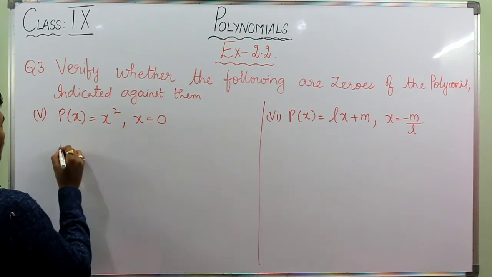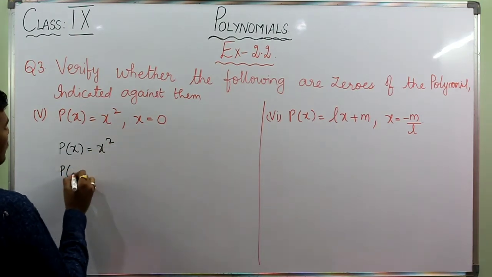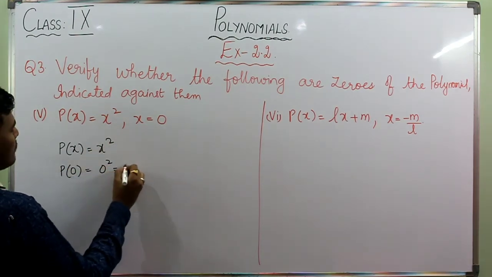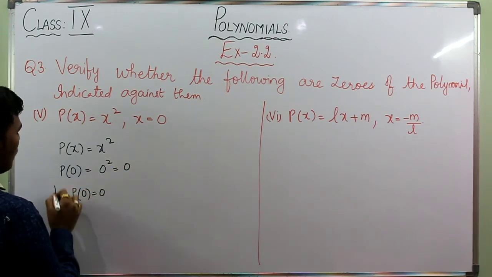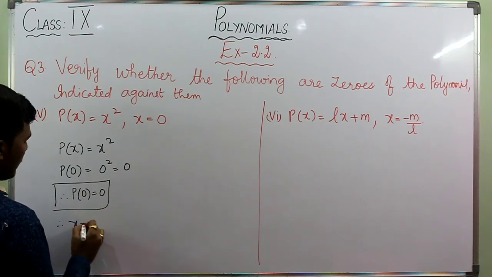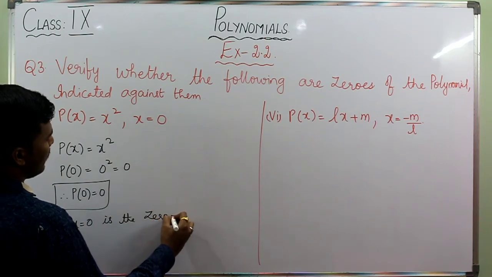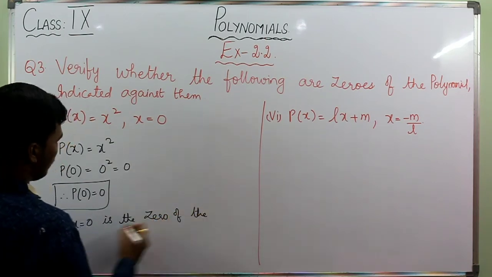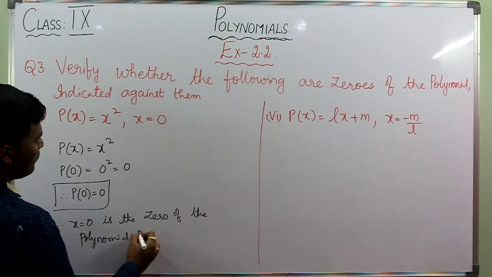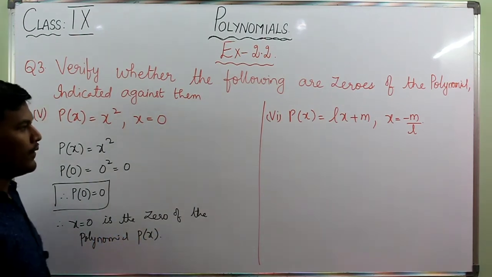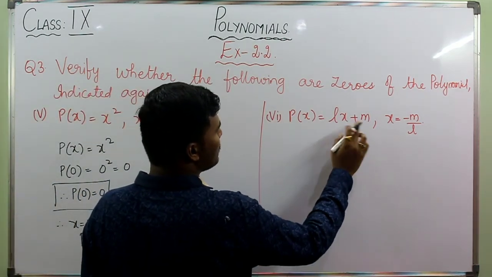Now the next problem, that is the fifth one, P of x is equals to x square, where x is 0. So consider P of x is equals to x square. X value is 0, so 0 square is equals to 0. Therefore P of 0 has become 0. Therefore x is equals to 0 is the 0 of the polynomial P of x.